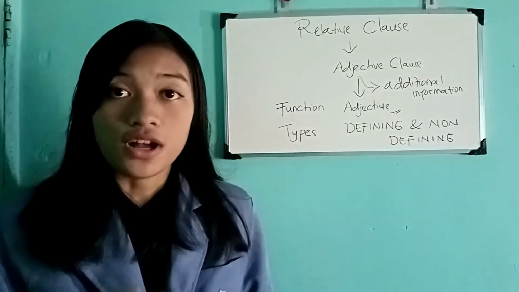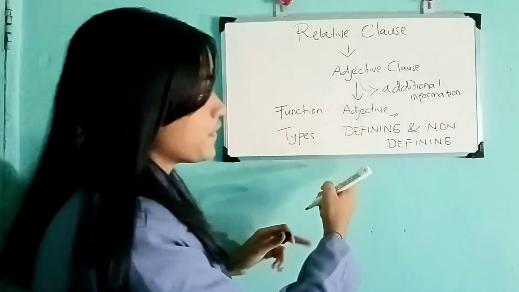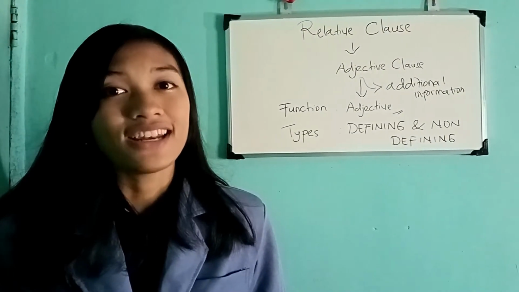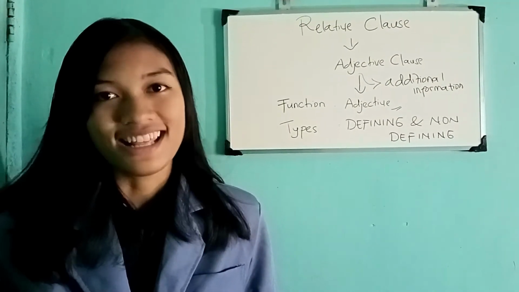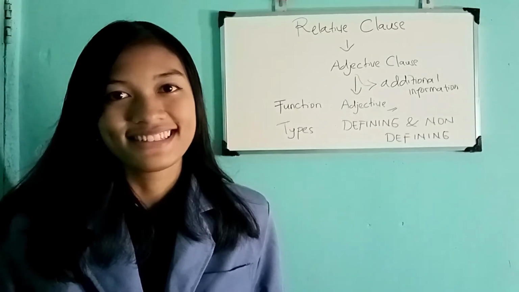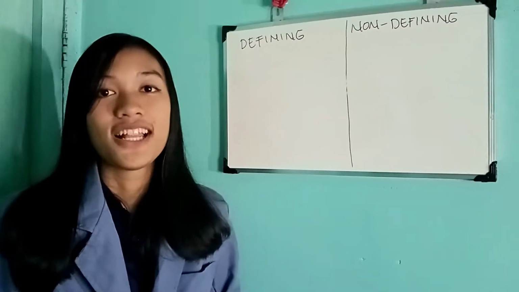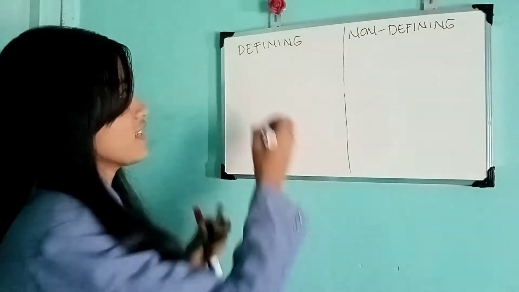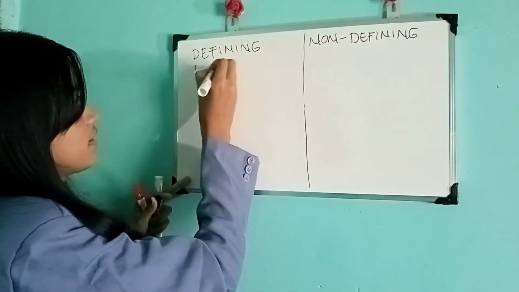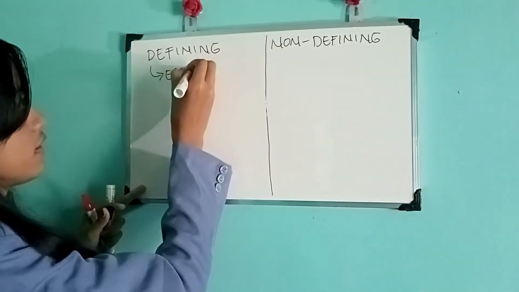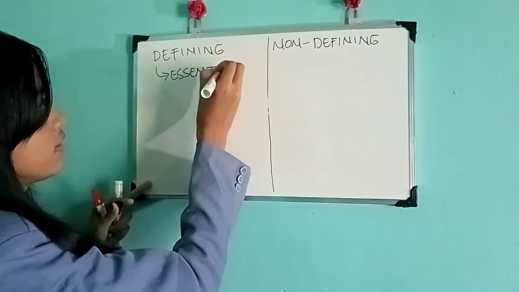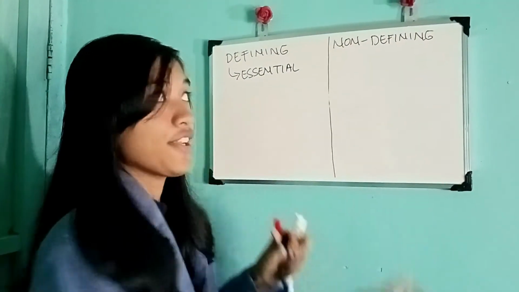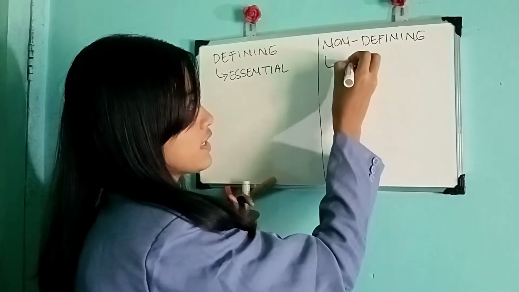There are two types of relative clause: defining and non-defining. What is defining and non-defining, and how can we tell the difference? Let's talk about it. Defining relative clause adds essential information to the sentence. But non-defining relative clause adds extra information to the sentence.